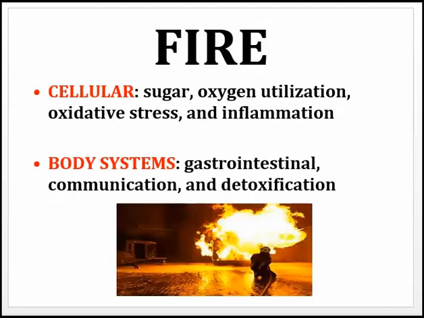Then we come to the fire, right? So we are nature, nurture, then produce fire. So these are cellular distress like sugar, oxygen, oxidative stress, inflammation, and then their effect on the different body systems like the gastrointestinal system, the communication systems of the body, and the detox. And with functional medicine, these are the really big ones that we target.